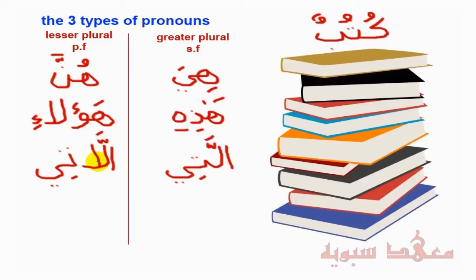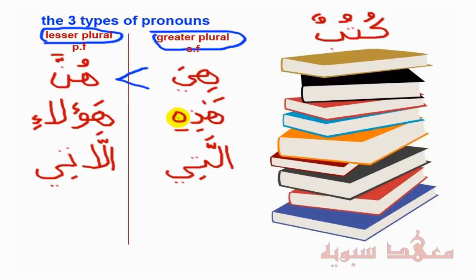So you'll notice that the singular feminine, هي, هذه and التي, denote the greater plural, while the plural feminine denotes the lesser plural. So الكتب على المكتب. Now if we referred to the kutub with a pronoun, we'd say هي على المكتب or هن على المكتب. هي is a greater number than هن.